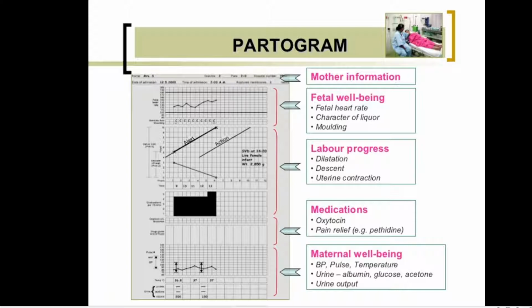And the last part of the partogram is maternal well-being. We will write information about the mother. It's blood pressure, systolic and diastolic. These points are pulse. And this line is temperature, every 2 hours, and information about urination and urine output, how many milliliters, and the level of albumin, glucose or acetone.